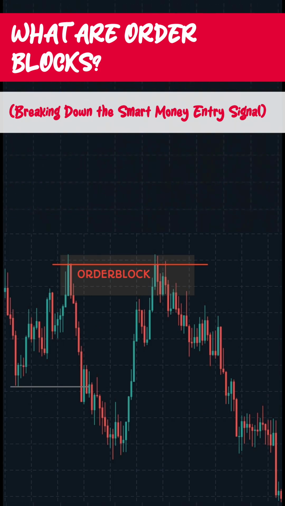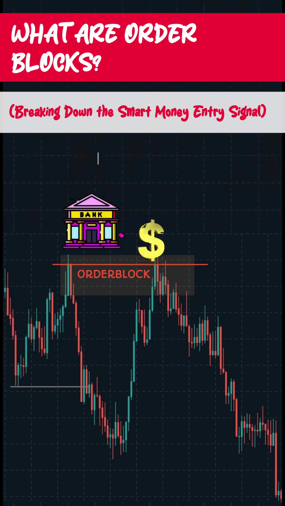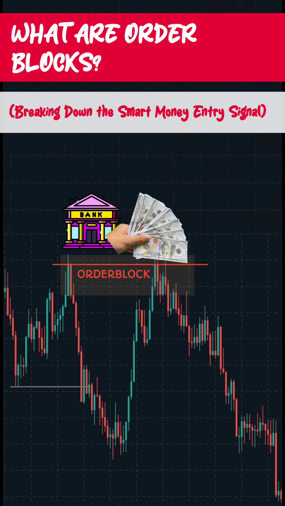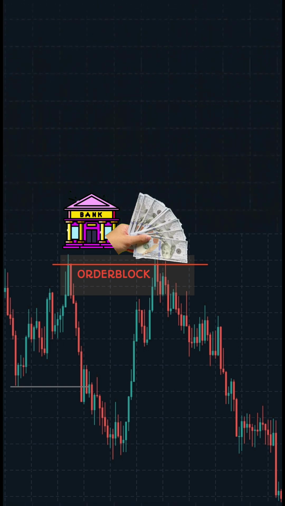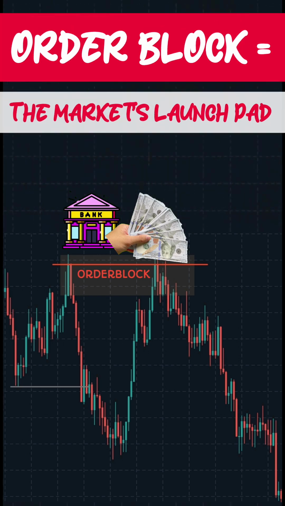Think of an order block like a launchpad. It's the spot where the big players set their positions before making a significant move in the market. These blocks are created by powerful institutions that know where the money is, so when price returns to these zones, it's like an invitation for the market to move.